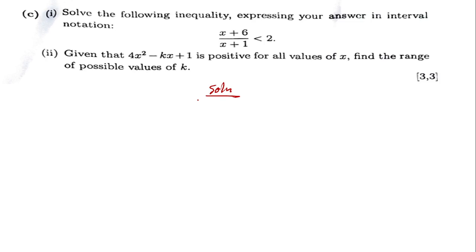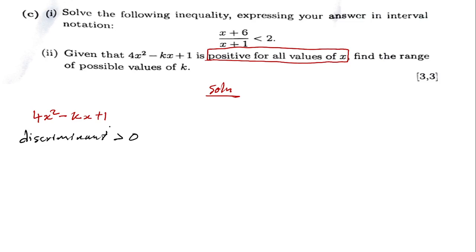So the equation we have is 4x squared minus kx plus 1. The keyword is positive for all values of x. Is positive for all values of x. So that's where the key point is. So here you are going to say, since it's positive, you're going to say discriminant should be greater than what? 0, since it is a positive integer.